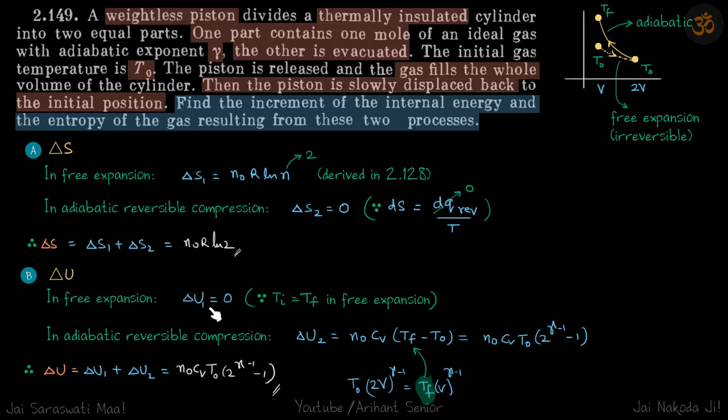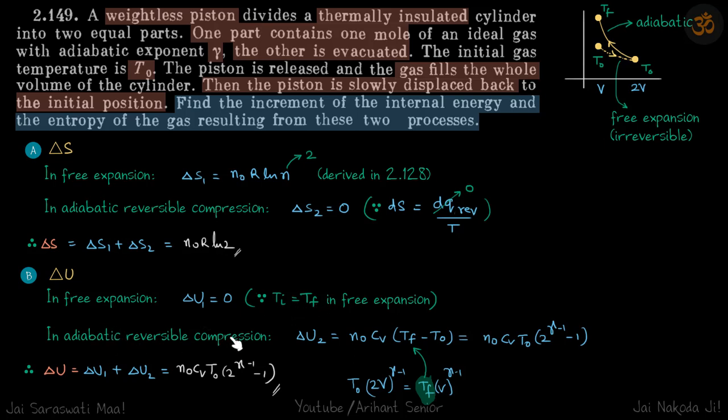Delta U. Again, for the free expansion part, delta U is 0, and everything is 0 in free expansion except the entropy change. So delta Q is also 0, delta W is also 0, and therefore delta U is also 0 because it's an isothermal process.